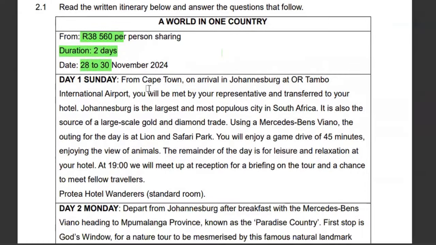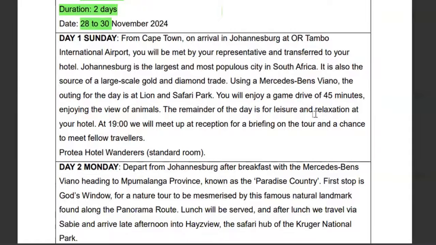So day 1, from Cape Town, on arrival at OR Tambo International Airport, you'll be met by a representative and transferred to your hotel. Johannesburg is the largest and the most popular city in South Africa. It is also a source of a large-scale gold and diamond trade. Using a Mercedes-Benz Viano, the outing for the day is at Lion Safari Park. You enjoy a game drive of 45 minutes, enjoying the view of animals. The remainder of the day is for leisure and relaxation at your hotel.